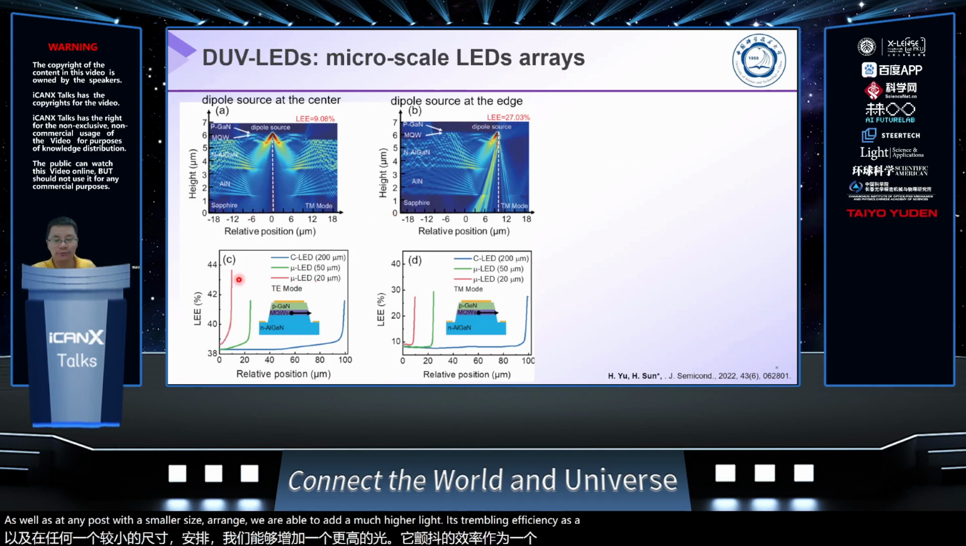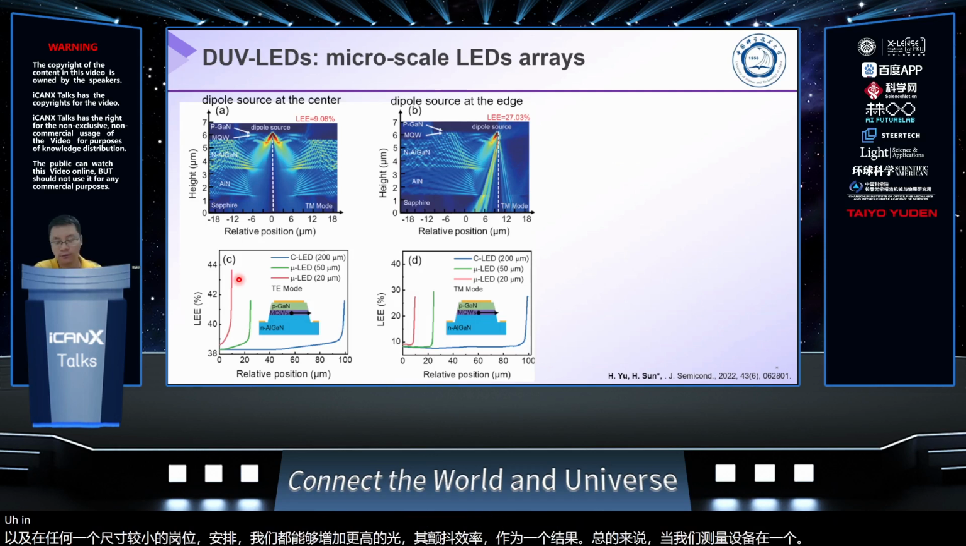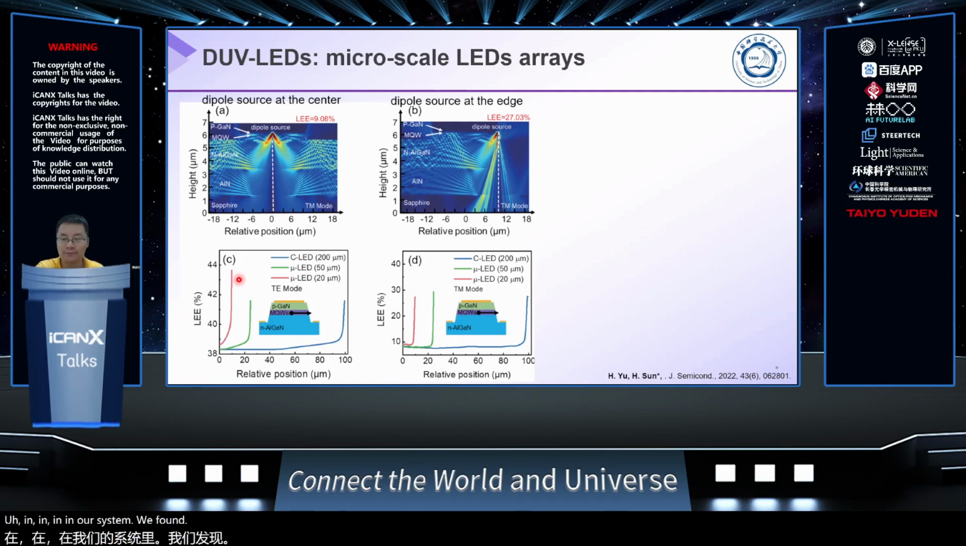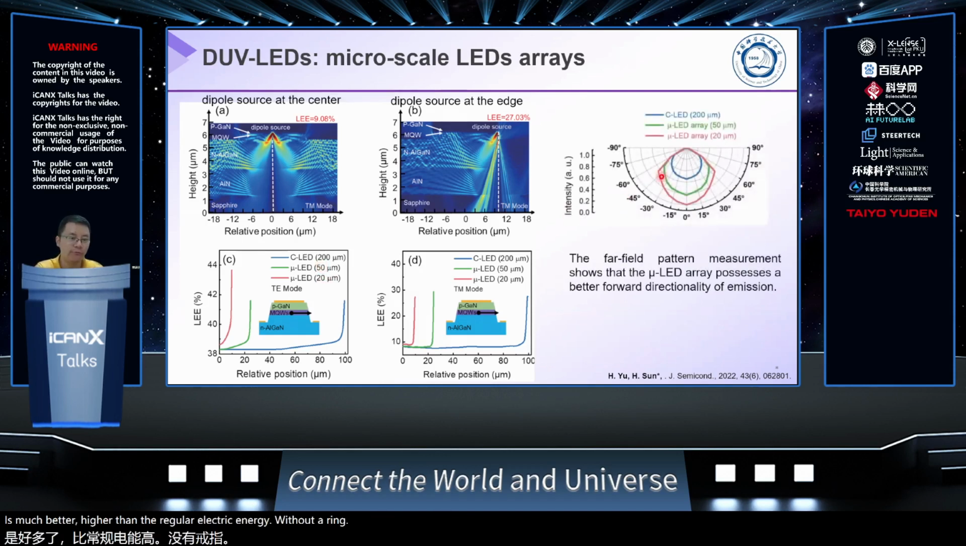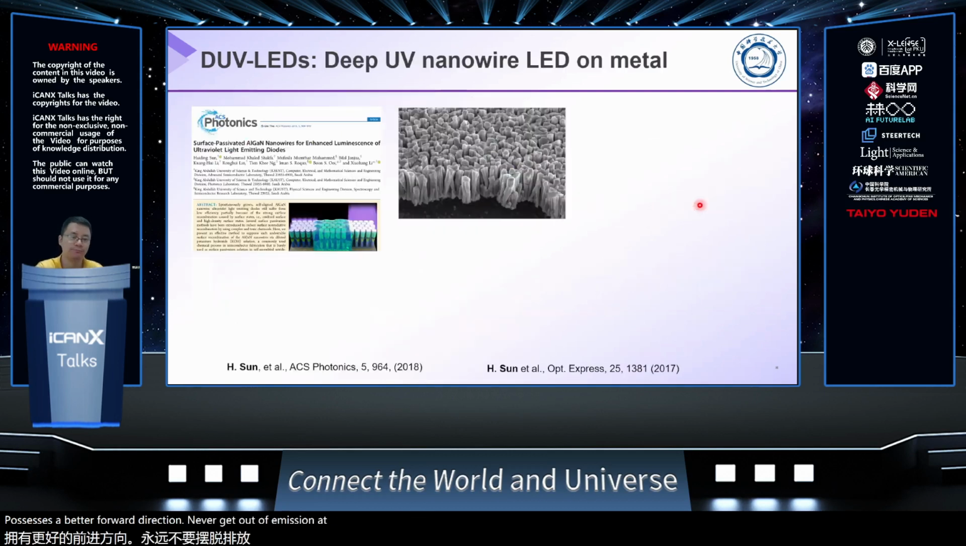As a result, when we measure the device in our system, the total output power of the micro LED arrays is much higher than that of the regular big chip LEDs without arrays. The far-field pattern measurement also showed that the micro LED array has better forward directionality of the emission as well.